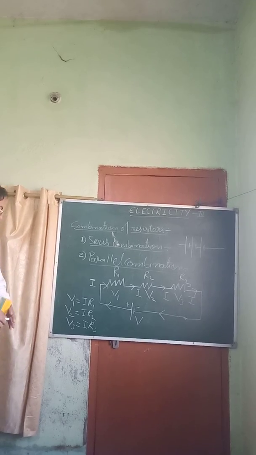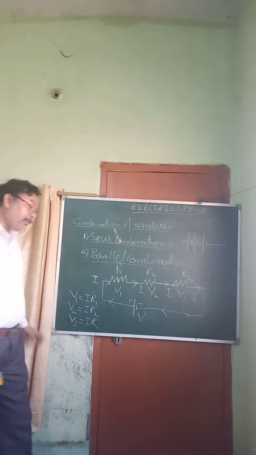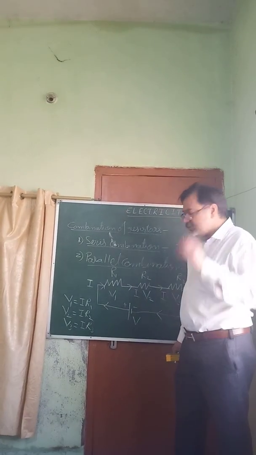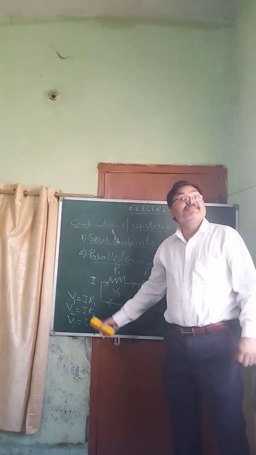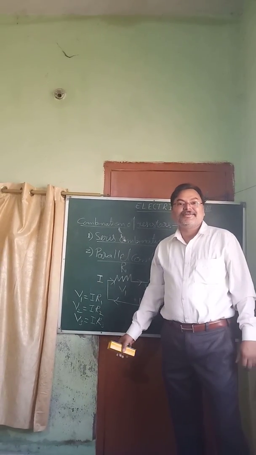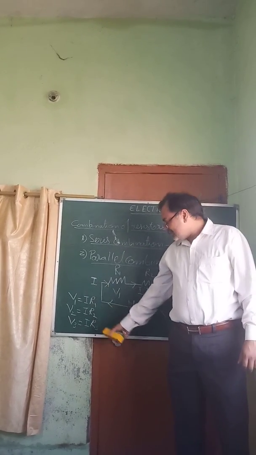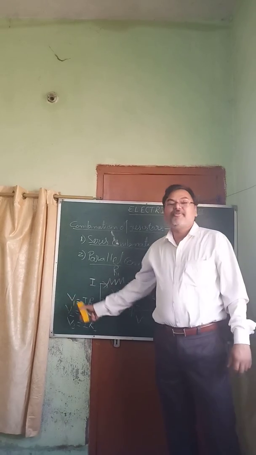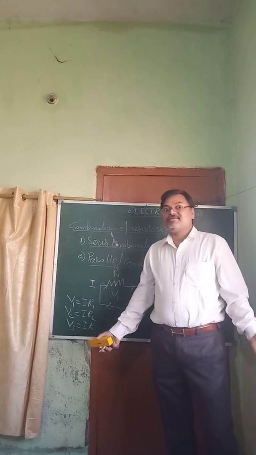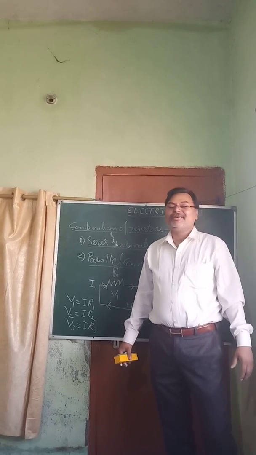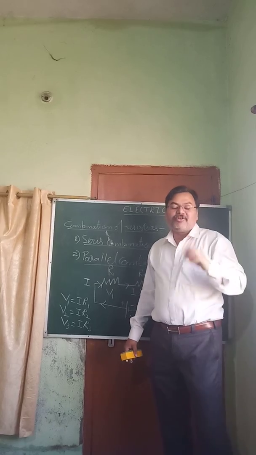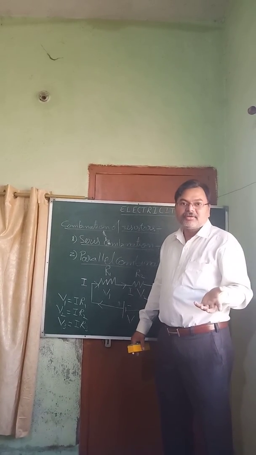Now, current is the same, but what about the potential difference? Potential difference may be the same, may not be the same, because you can see here, it depends on the resistance. If the resistance of all the resistors is the same, then obviously the potential difference across them will also be the same. But if the resistance of the resistors is different, then the potential difference across them will be different. They will utilize different potential differences.